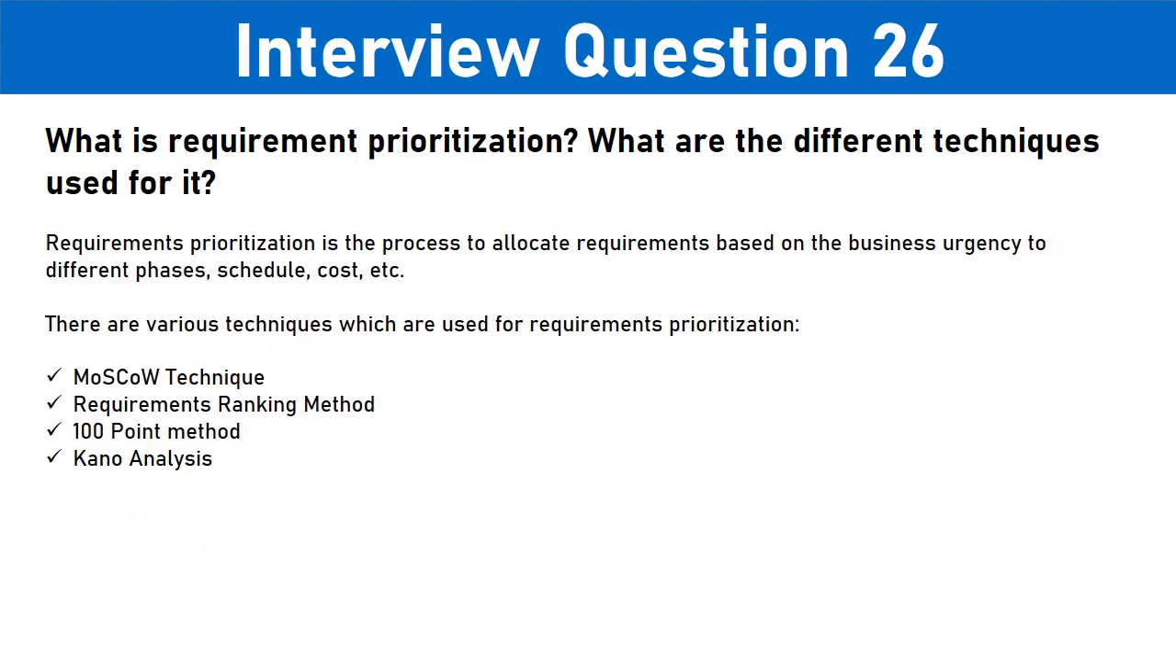Interview question 26. What is requirement prioritization? What are the different techniques used for it? Requirements prioritization is the process to allocate requirements based on the business urgency to different phases, schedule, cost, etc. There are various techniques which are used for requirements prioritization. MoSCoW technique, requirements ranking method, 100-point method, Kano analysis.